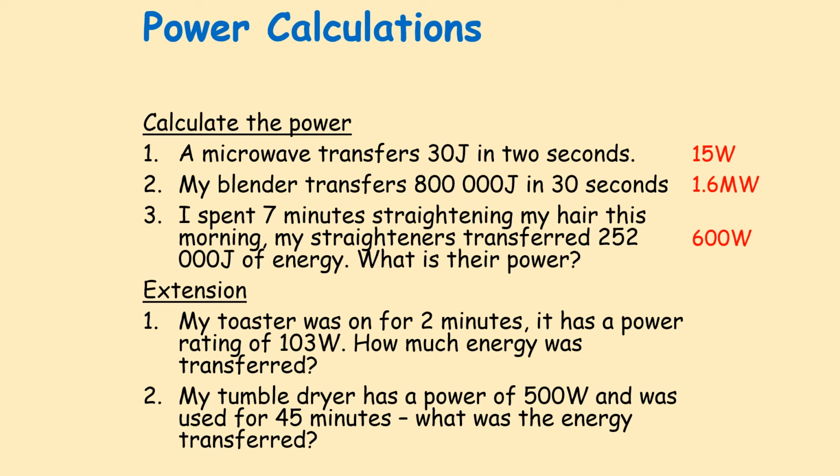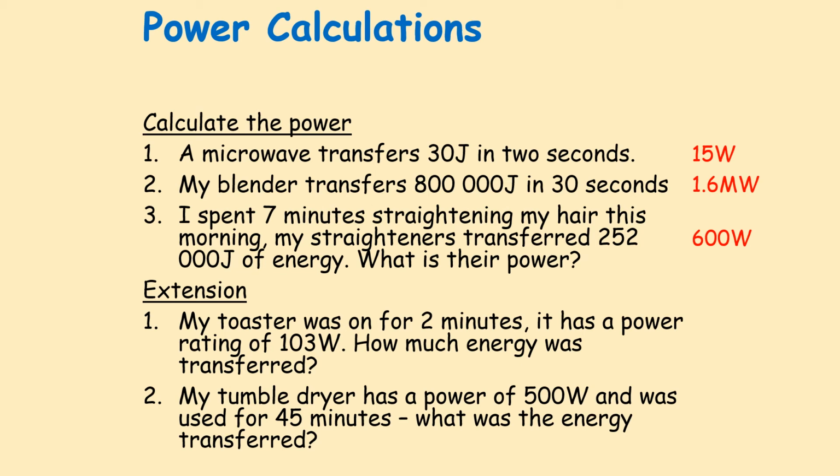You must always, always, always make sure the units you're using are correct. You cannot do 252,000 divided by 7. It must be in seconds. Okay, so here are the extension questions. They ask you to do these on a separate page. I've got a couple of extension questions here, and then on my next slide, I've got some extra extensions for you.